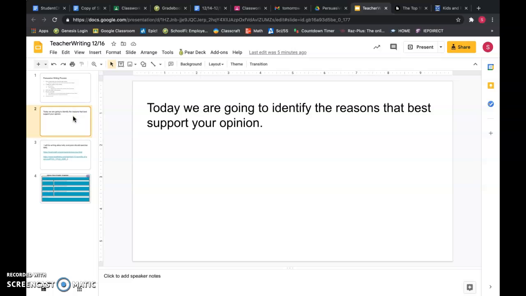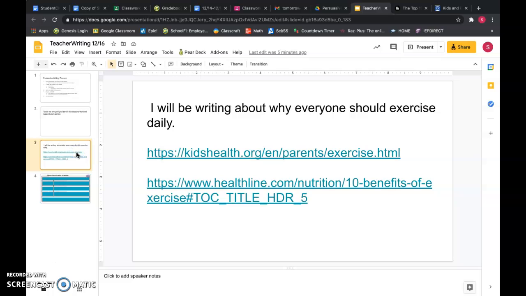So today we're going to identify the reasons that best support my opinion. That's what your job is going to be doing. We're going to identify the reasons that best support your opinion. So here I'm actually going to be writing about why everyone should exercise daily. So all of my facts, I'm writing down on a piece of paper all of the facts that I have that I'm going to use to support my argument as to why everybody should exercise daily.